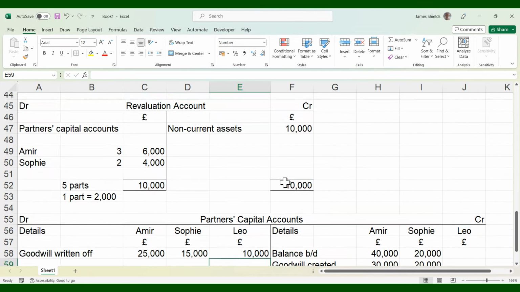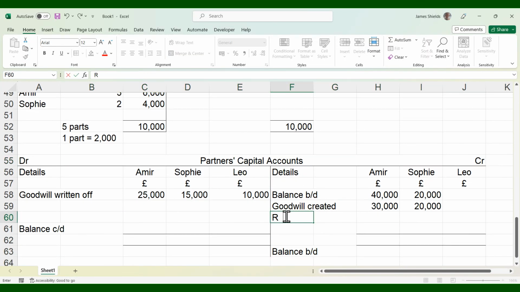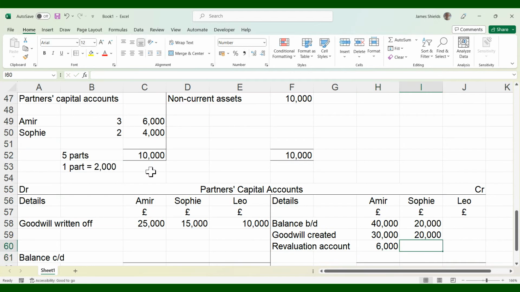Now, next we do the revaluation. So again, revaluation account, we've debited revaluation account with £6,000 for Amir and £4,000 for Sophie. So on the partners' capital accounts, we've got it on the credit side. So my next entry is going to be revaluation account. For Amir, we've got the allocation of £6,000. And for Sophie, we've got the allocation of £4,000.